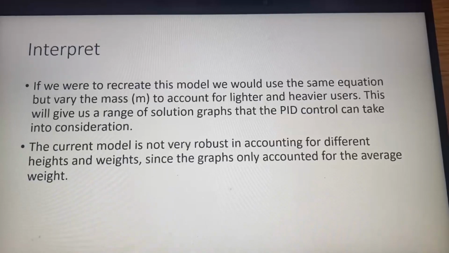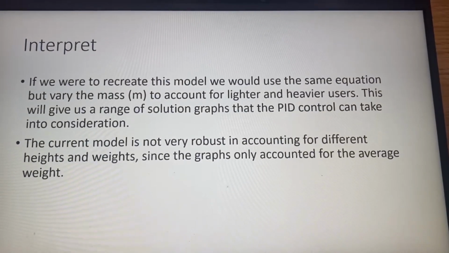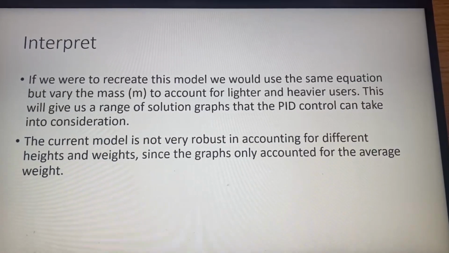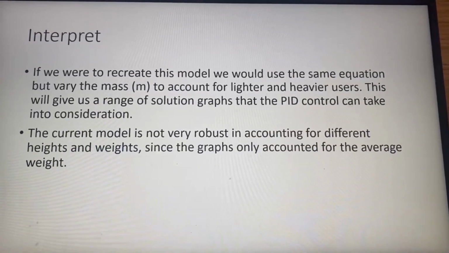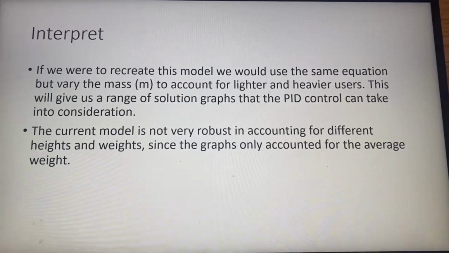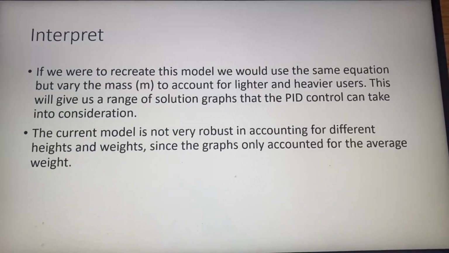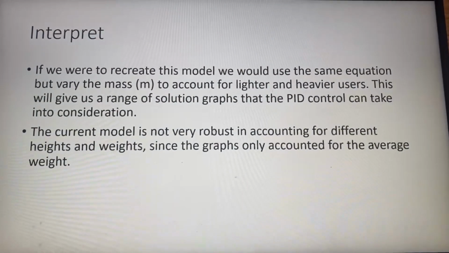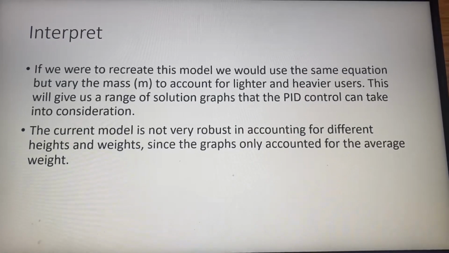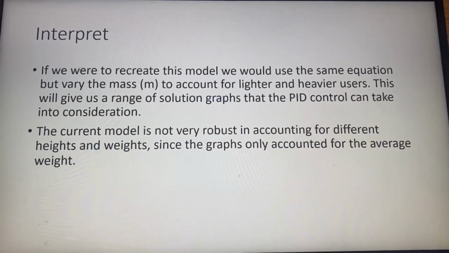If this model were to be recreated, we would use different masses in the equations to account for the lighter and heavier users to give us a range of solutions so that the PID control can take this range into consideration. And the current model is not very robust in accounting for different heights and weights, since the graph only accounted for the average weight that was used.